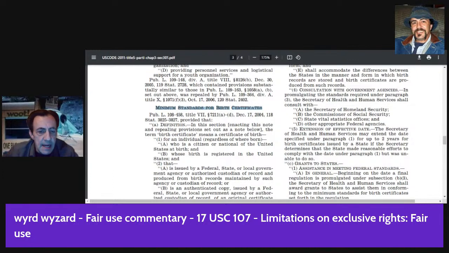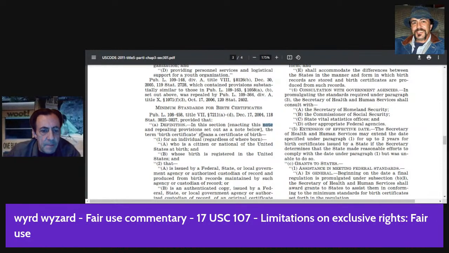It does not state that it is applicable to anything else. So everybody that is applying it through the federal government, which means all entities of the government of the United States, means it's a corporate activity. Definition in this section, enacting this note. It is a promise if it is a note. It is a draft if it is an order. And repealing provisions set out as a note below.